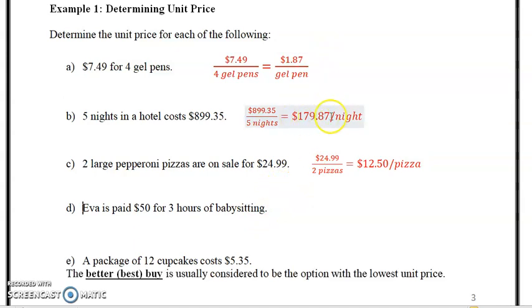Now normally you'll see it written in one line like this. It could be in a denominator if you want as well, but normally you'll see it here like I have in B and C. Either answer's fine though.